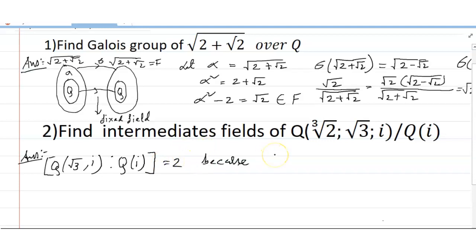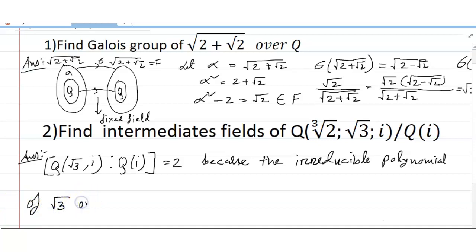because the irreducible polynomial of root 3 over Q of I is x square minus 3, since root 3 does not belong to Q.